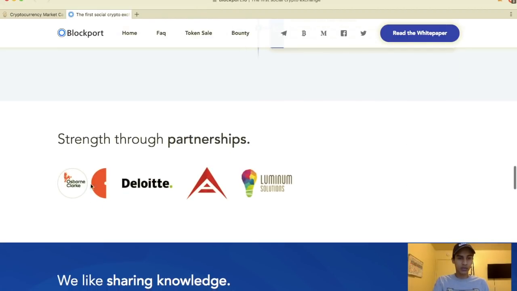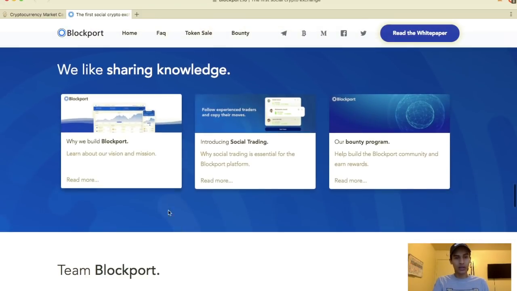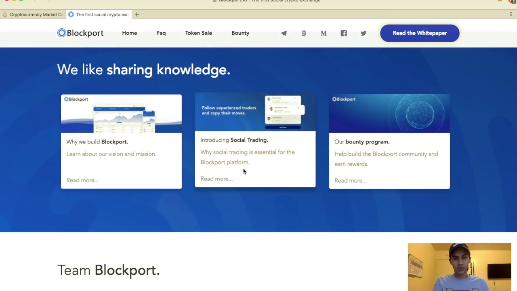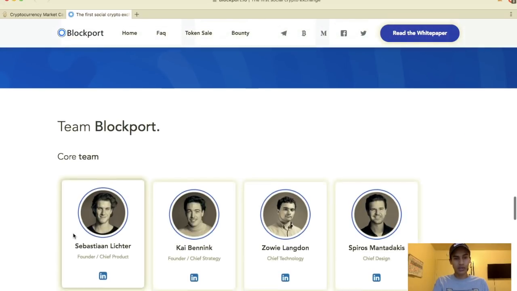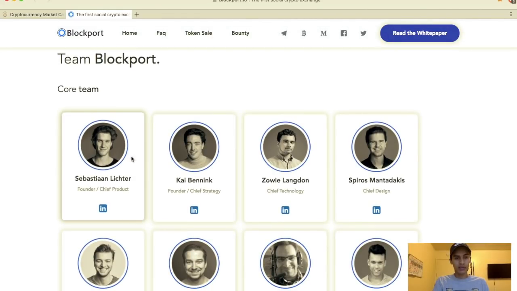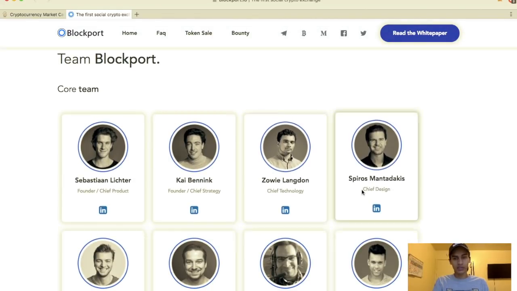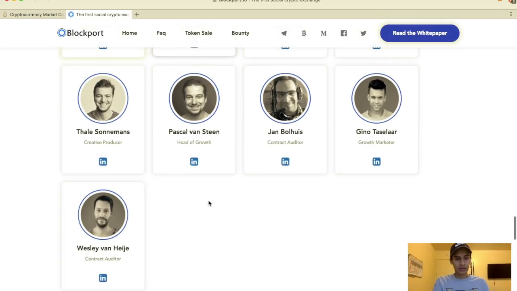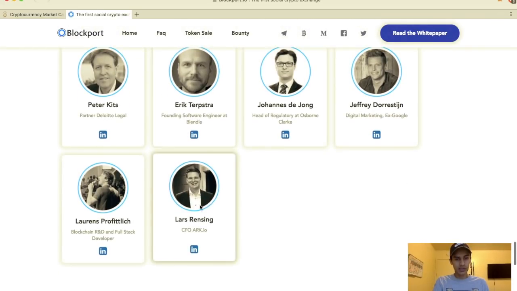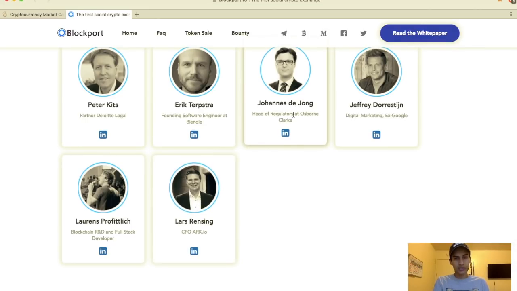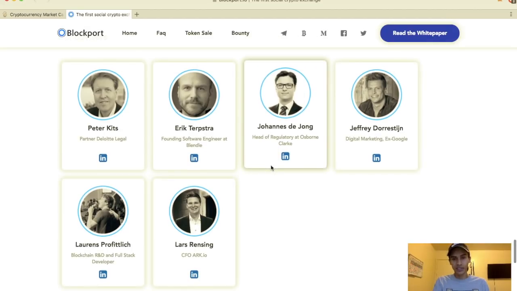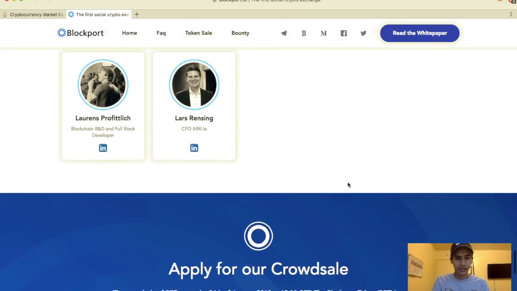So check out their partnerships here, guys. Osborne Clarke, ARK, Lumen Solutions. We like sharing knowledge. Why build with Blockport? Introducing social trading. Our bounty program. They have the team here: the founder, chief technology, chief design. Who's on their advisors? Lars Renting from ARK, Joanes de Jong, I don't know if I said that correctly, and Jeffrey Dorenstein, digital marketing, ex-Google.